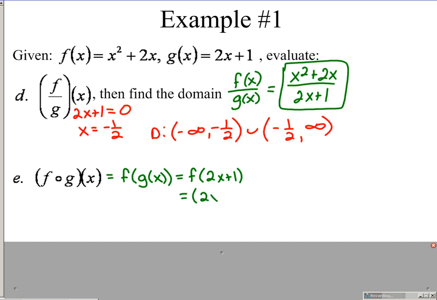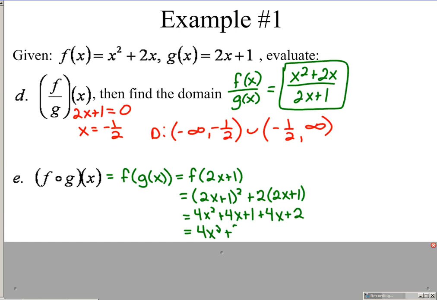So we're going to have 2x plus 1 squared plus 2 times 2x plus 1. This first one becomes a FOIL. Remember, anytime we square a binomial, it is a FOIL. When we FOIL that out, we're going to get 4x squared plus 4x plus 1. Distribute here, we get plus 4x plus 2. Finally, collect like terms. We end up with 4x squared plus 8x plus 3.